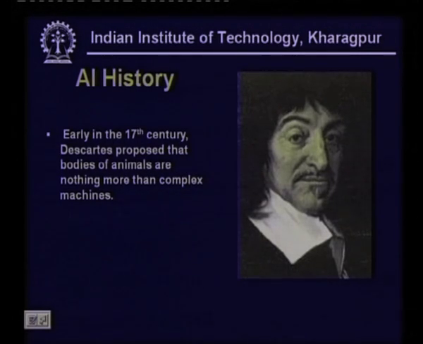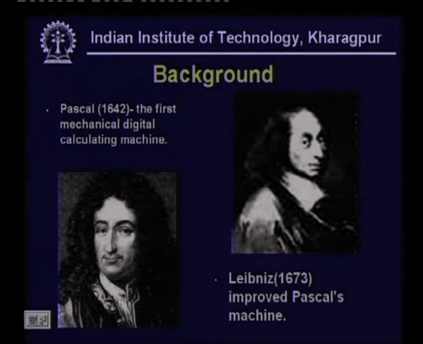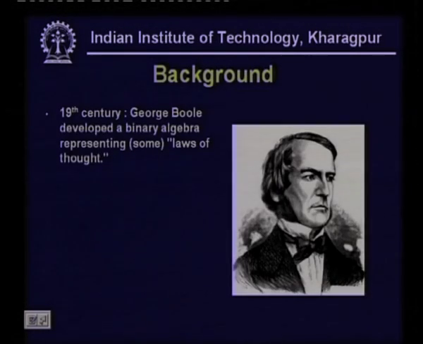Then early in the 17th century, Descartes proposed that bodies of animals are nothing more than complex machines. Blaise Pascal in 1642 built the first mechanical digital calculating machine. Leibniz in 1673 improved Pascal's machine. So that was the first step in building a mechanical computing device.